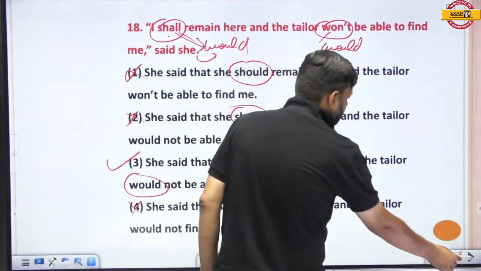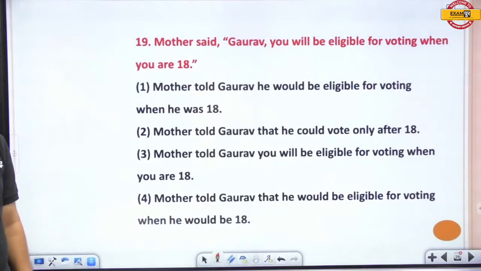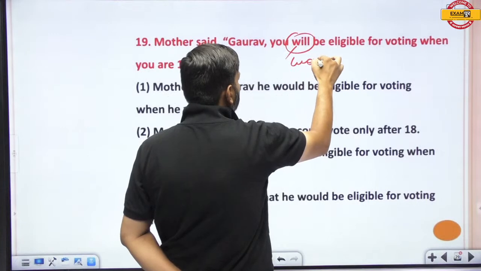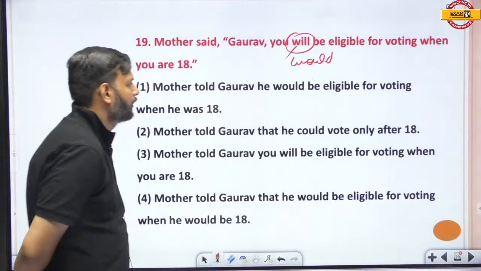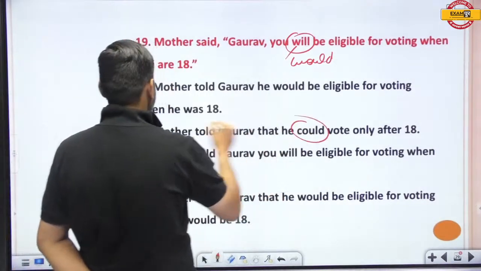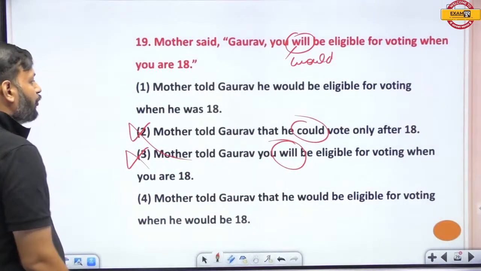Okay, change the next sentence. "Mother said, Gaurav, you will be eligible for voting when you are 18." So here we have will. That means you have to look for would. Okay, now see. In this sentence, we have could, eliminate. In this sentence, we have will, eliminate. Now we have two options.